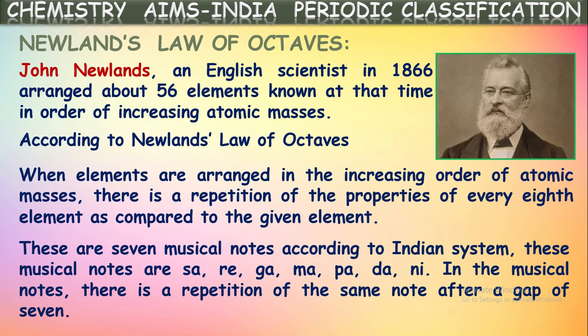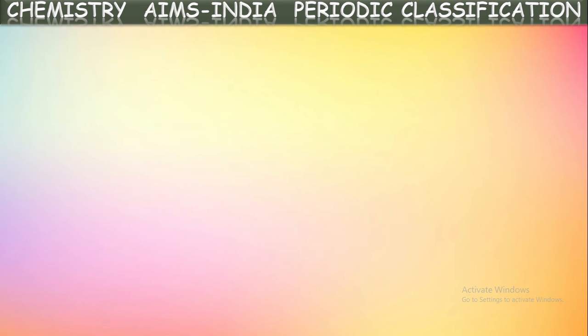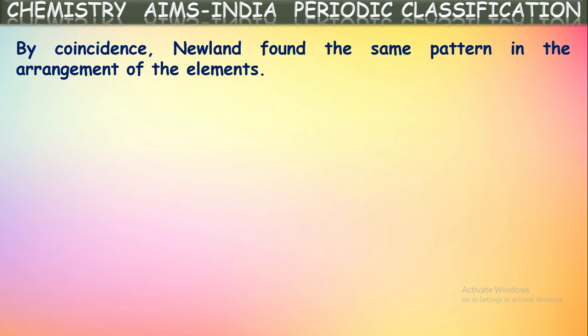There are seven musical notes according to the Indian system. I think you know these. The musical notes are sa re ga ma pa da ni. In the musical notes, there is a repetition of the same note after a gap of 7, isn't it? After completing these 7, what do we get as the 8th note? Again, sa will come. We often sing sa re ga ma pa da ni sa. The 8th one is exactly similar to the first one. The same was observed by Newlands in the chemical elements also. So by coincidence, Newlands found the same pattern in the arrangement of the elements.